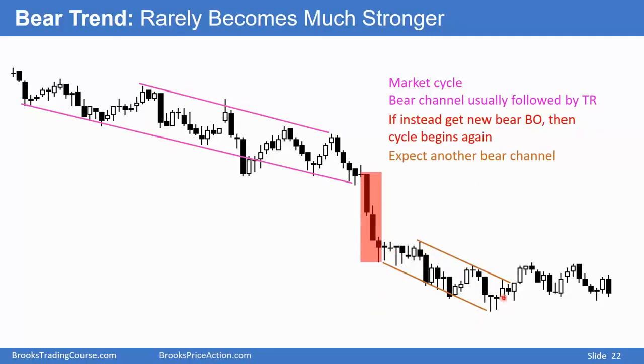Breakout and then channel. You expect a bull breakout, which the market gave us by going mostly sideways. Not a bull trend, simply a sideways breakout above the top of the bear channel. Trading range, so market cycle, bear breakout, channel, and then evolution into a trading range. After about 20 bars, breakout mode, the probability of a reversal up becomes about the same as the probability of trend resumption down.